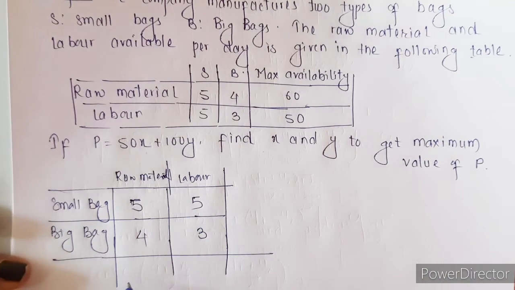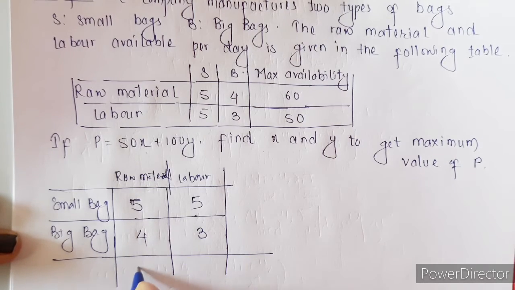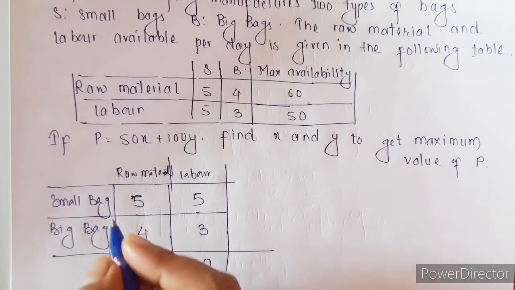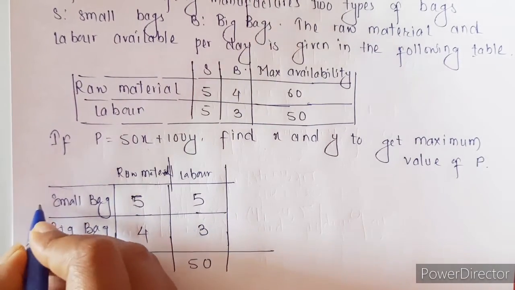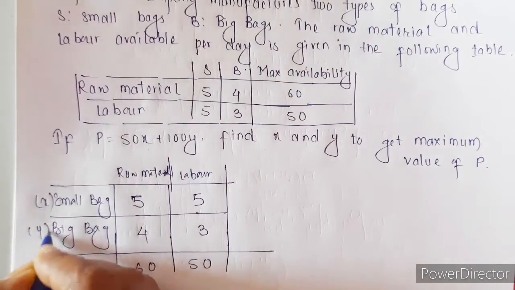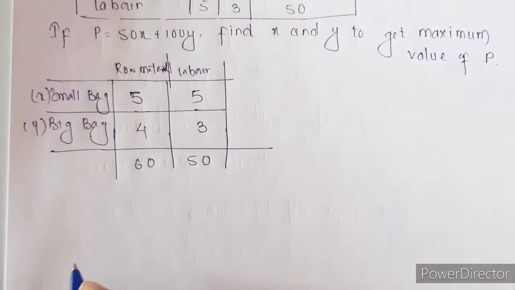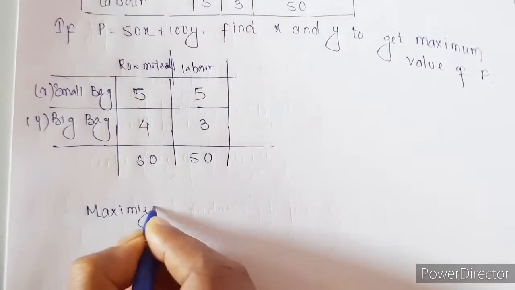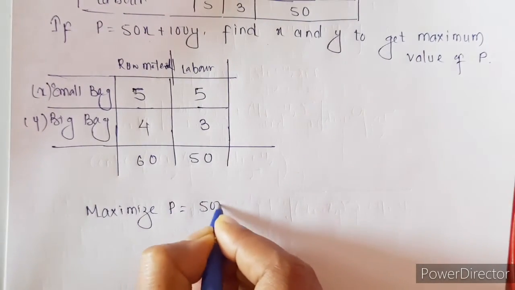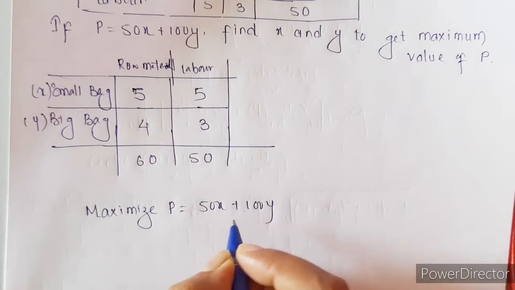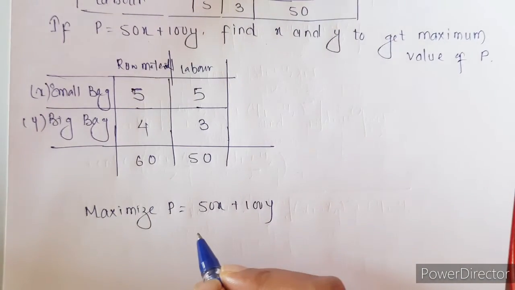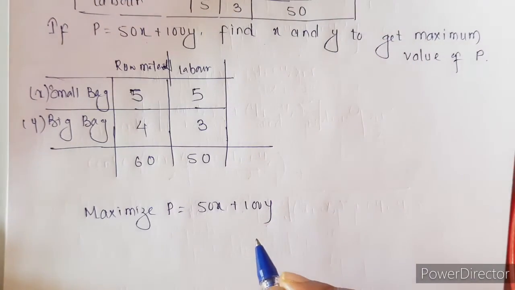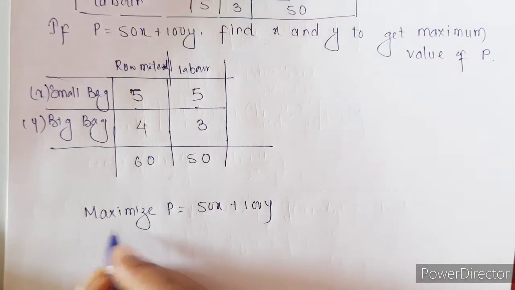And per day, maximum availability of raw material is 60 and labor is 50, right? I am considering small bag as x and big bag as y. So P, we need to find maximum P, that is 50x plus 100y. Basically we are finding x and y so that we can get maximum P. How many small bags and how many big bags we have to manufacture to get the maximum profit.